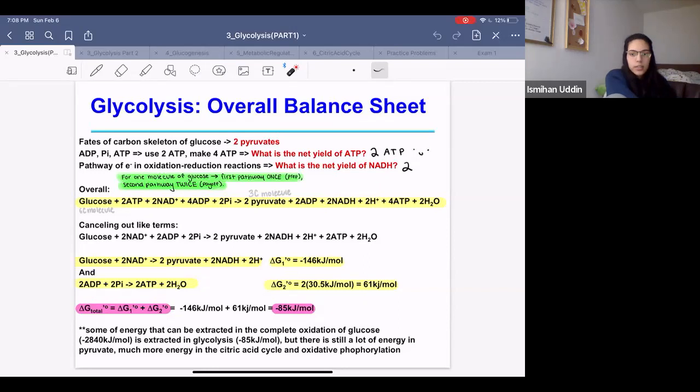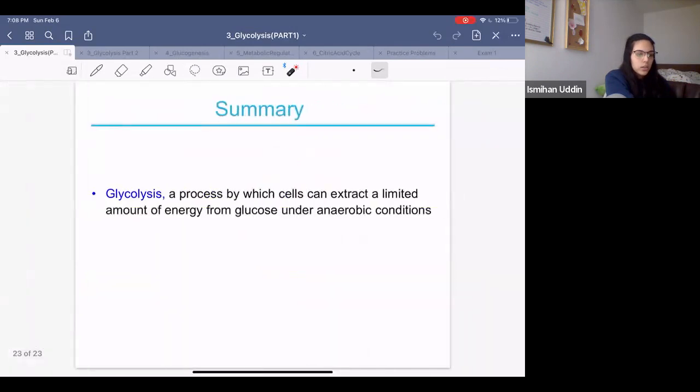Yeah, so here's where it says 4 ATP, because you go through the second pathway twice. We used 2 ATP, made 4 ATP, net is 2 ATP. So that's that. So that's glycolysis.